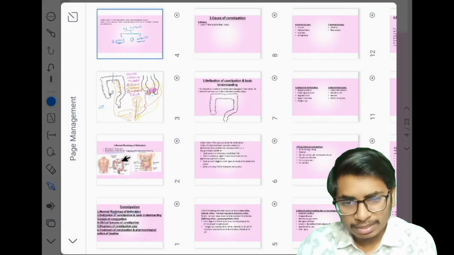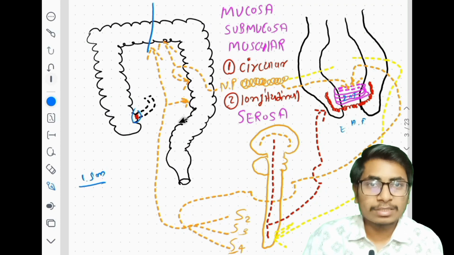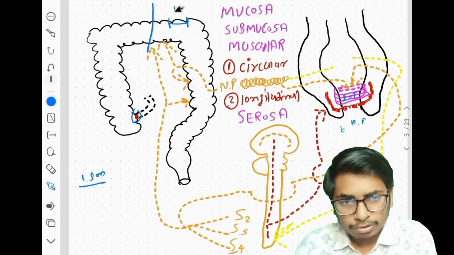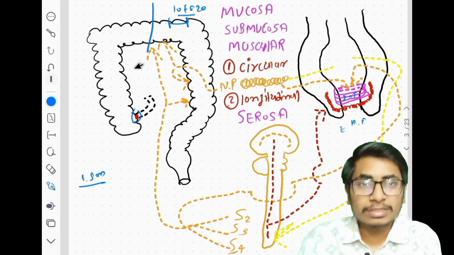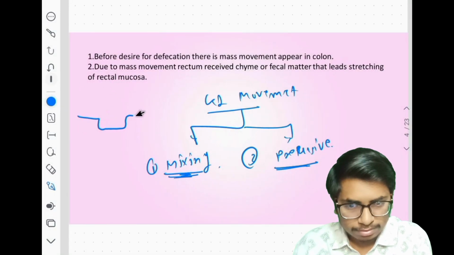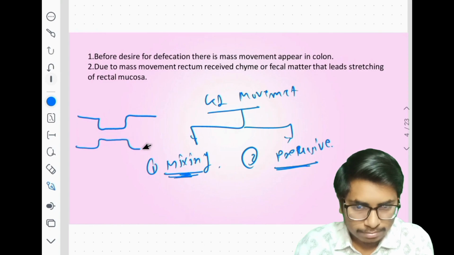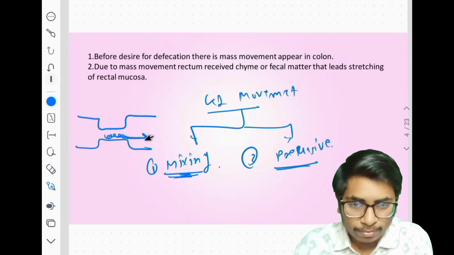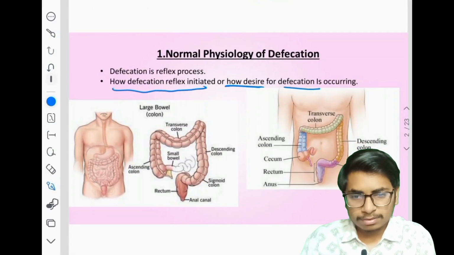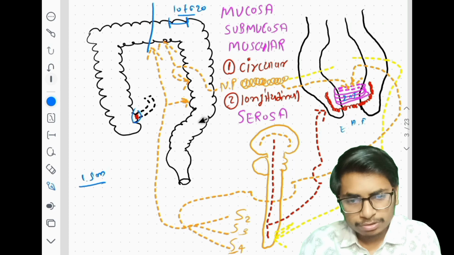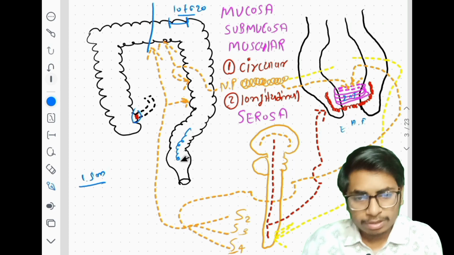So mass movement is a specialized propulsive movement in which a 10 to 20 centimeter portion of the large intestine contracts as one segment, so that the intestinal luminal content moves in a forward direction. Due to that mass movement, the stool content reaches the rectum.